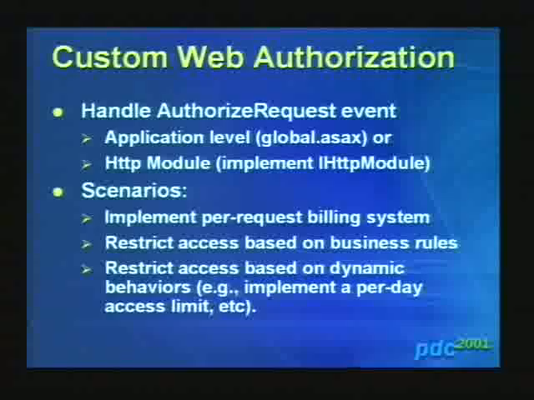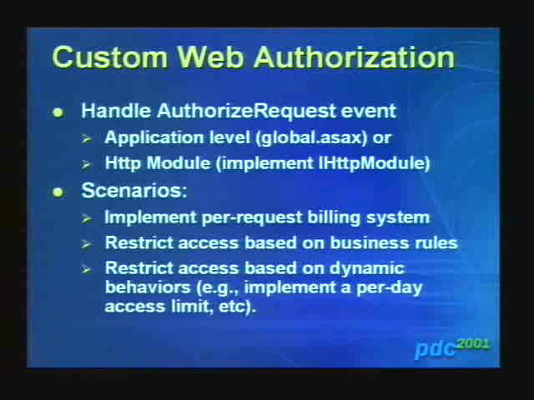So the last bucket here is custom web authorization, and this basically means, like we saw for custom authentication, you get to handle the authorize request event, and you get to decide whether or not the request goes through. Some common things to do here are per-request billing systems. I'll show an example of this in just a moment. In other words, we'll charge you for every page presentation, and we'll use the authorization event to make sure that you actually have enough funds in your account to view whatever page you're requesting.